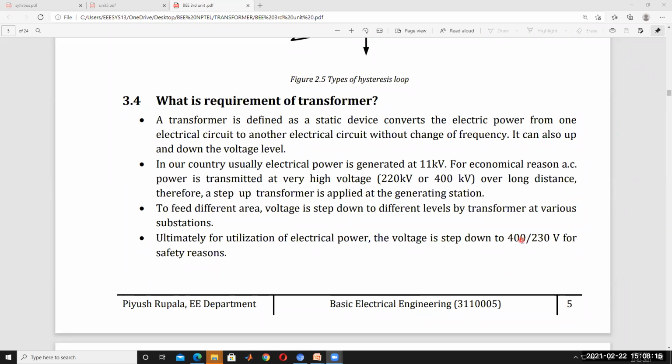If you operate above 400 or below 230 volts for single phase, the normal operating voltage is 230 volts. If the voltage level is decreased below 230, our devices do not operate properly. If you operate your domestic devices above 400, that may be 500, 600, that may be treated as high voltage. That may damage your home appliances, TV, fridge, fans, like this. For safety reasons, we have to operate our devices in this region only, 400 or 230. So by using a step-down transformer, we have to decrease the voltage levels like this.